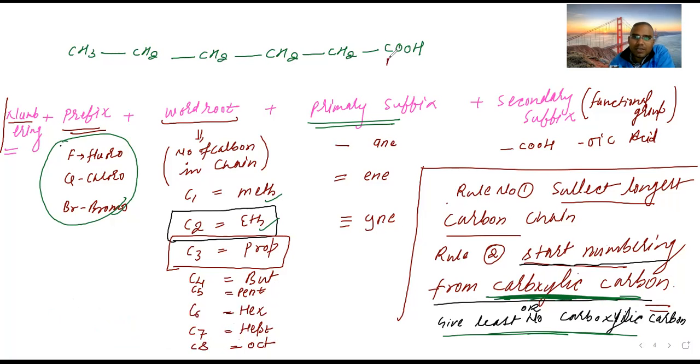So this is the carboxylic carbon. So we are numbering here 1. This is going to be 2. This is going to be 3. Here is 4. This is going to be 5. And this is going to be 6. So can you guess the name of this compound? Hexanoic acid. Yeah. And then the primary suffix is ane.